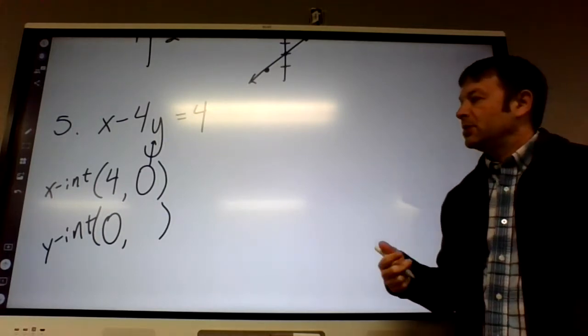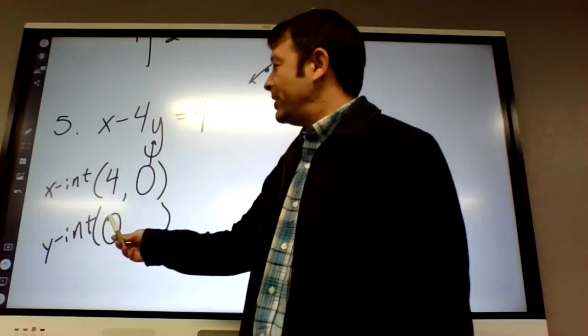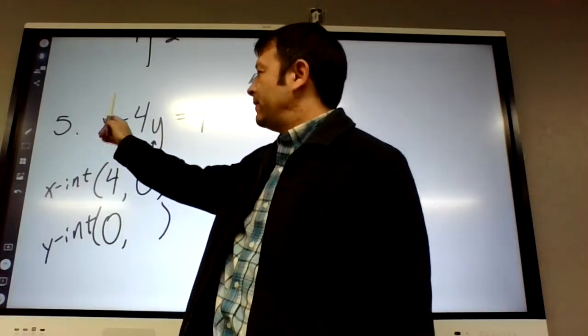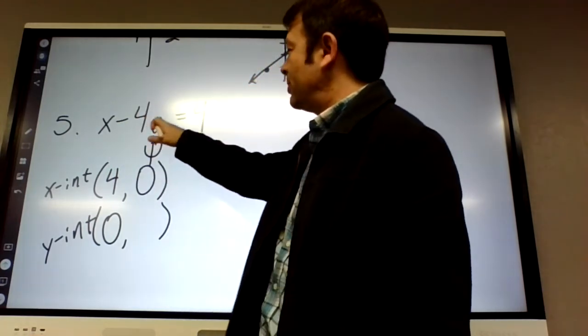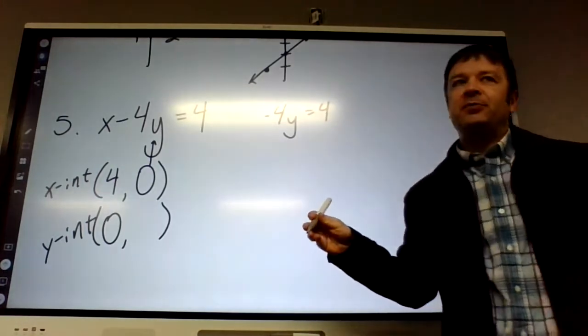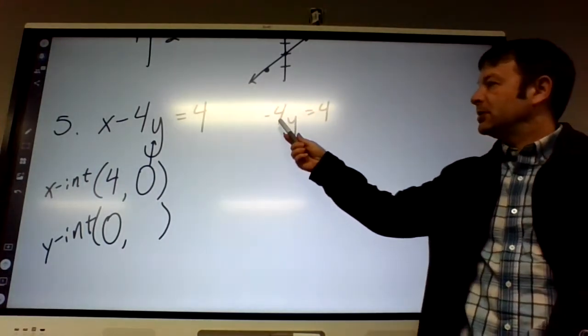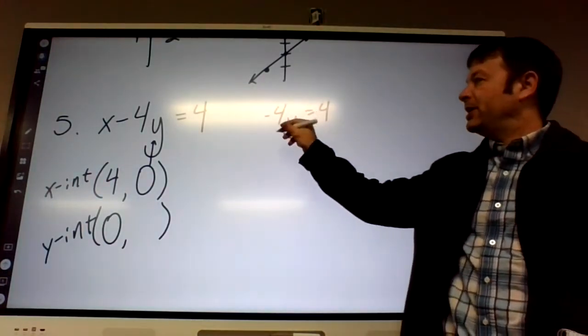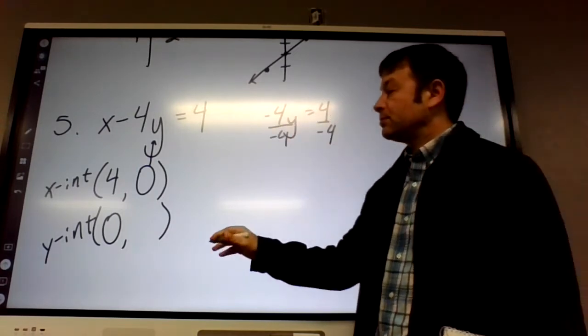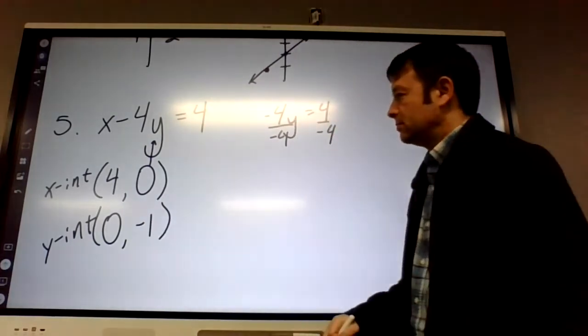Okay, to find the y-intercept, we turn x into 0. 0 minus 4. So I have negative 4y equals 4. So what would y have to be in this case? Negative 1. Divide by negative 4. Negative 1. And then we gotta graph it.